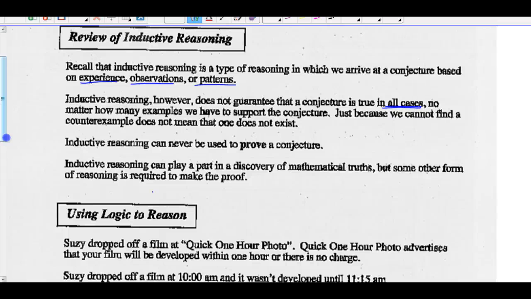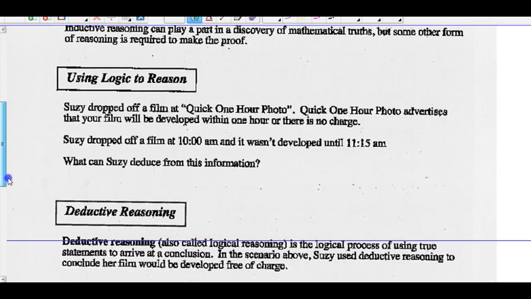Just because we can't find a counterexample doesn't mean that one does not exist. So inductive reasoning can never be used to prove a conjecture. In order to do that, we have to figure out another method of reasoning, and we're going to use that other method to make a proof. We'll look at that method today. So logical or deductive reasoning. So using logical reasoning.